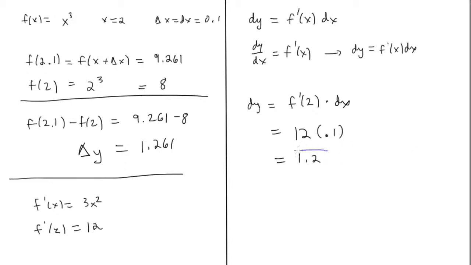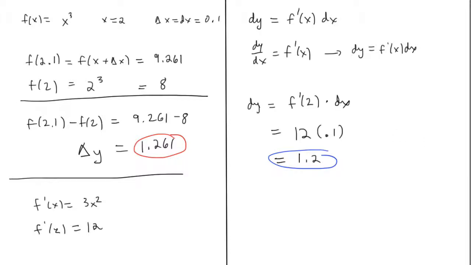Okay, so now let's look at the answers that we got. We got 1.2 here and 1.261 there. And they're close to each other. They're not going to be exactly the same, but they're very close. Now, what do the two things mean? This is literally what is f of 2.1 minus f of 2. And this number we got by doing a little bit of calculus. Because basically this is the slope of a tangent line. That's what the derivative is.